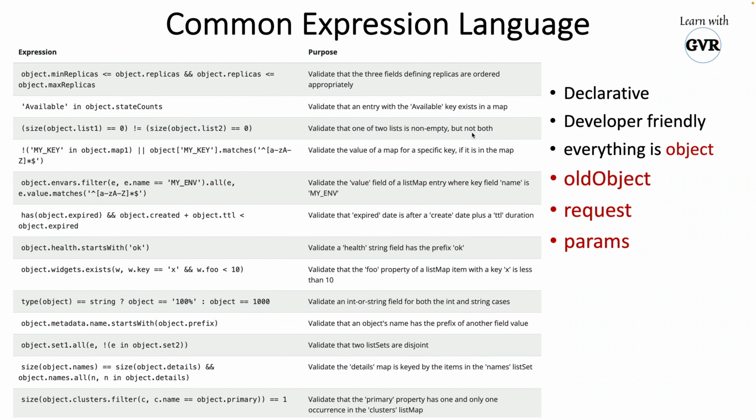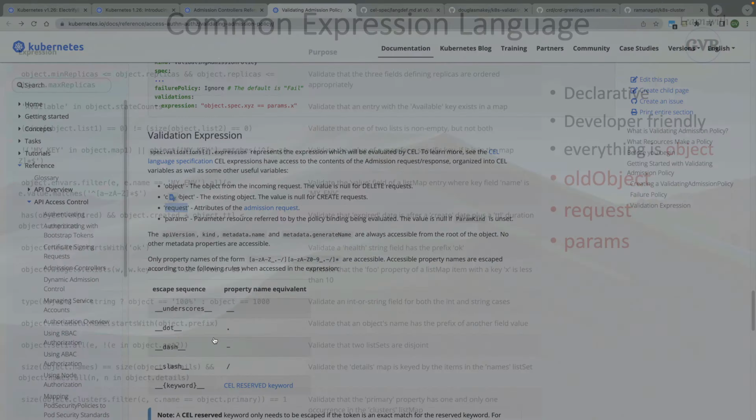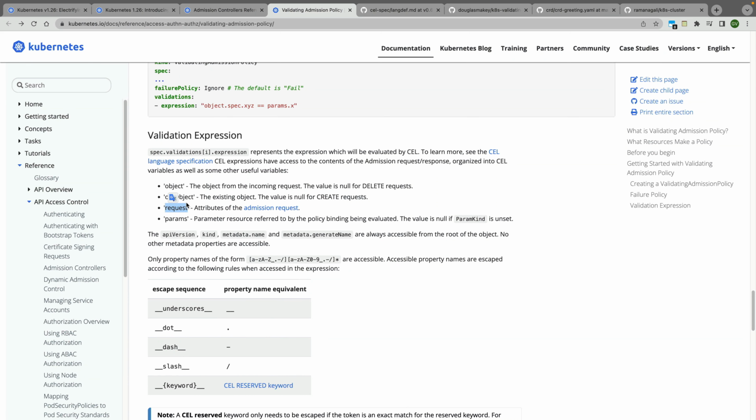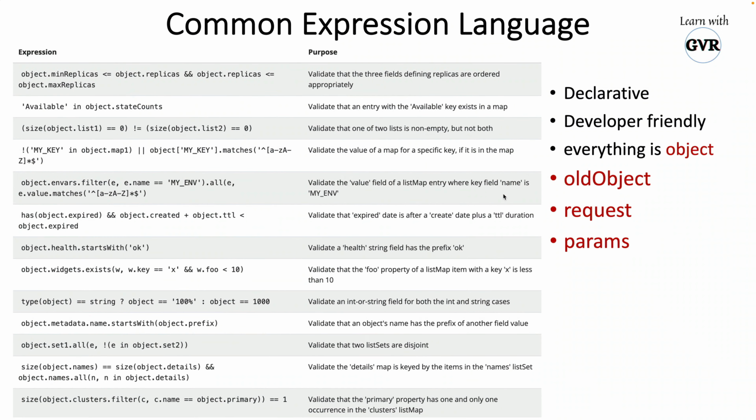So this validating admission policy is itself an admission controller. An admission controller will work on an entire request, right? And parameters, as we have seen in the previous slide, where you can pass a params file. So these are the four about the CEL, right?